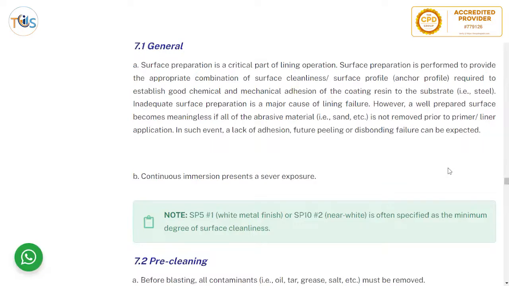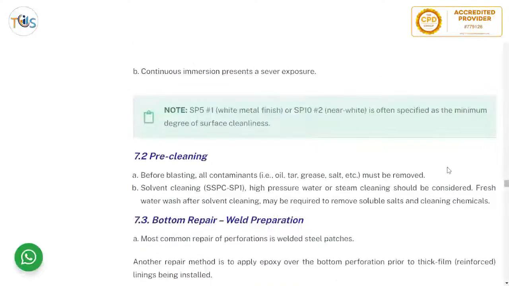Inadequate surface preparation is a major cause of lining failure. However, a well-prepared surface becomes meaningless if all of the abrasive material, such as sand, is not removed prior to primer and liner application. In such an event, a lack of adhesion, future peeling, or debonding failure can be expected. Continuous immersion presents a severe exposure.